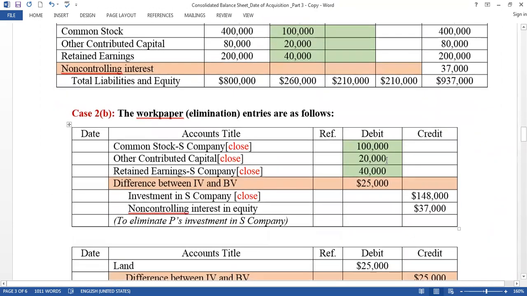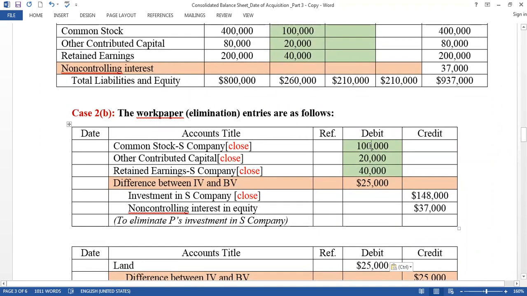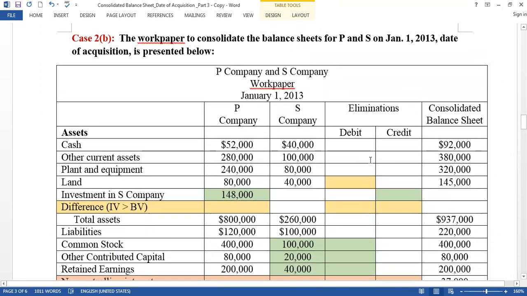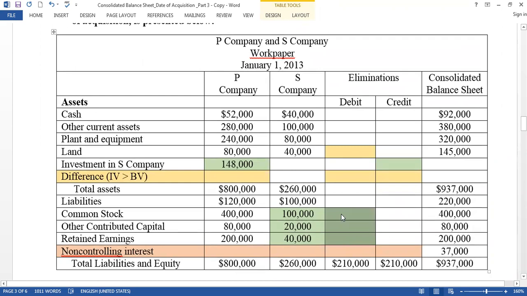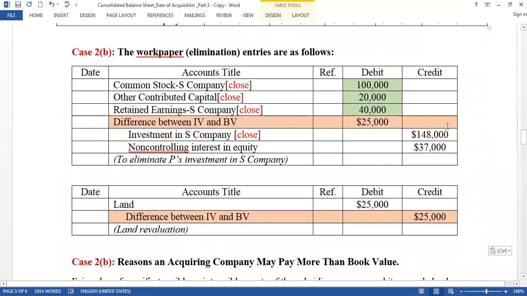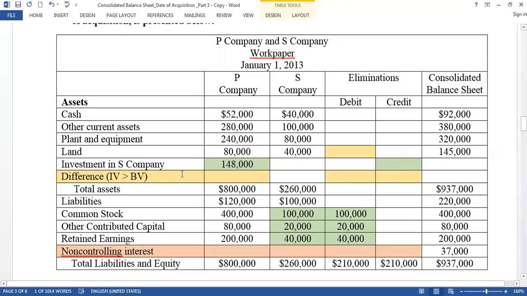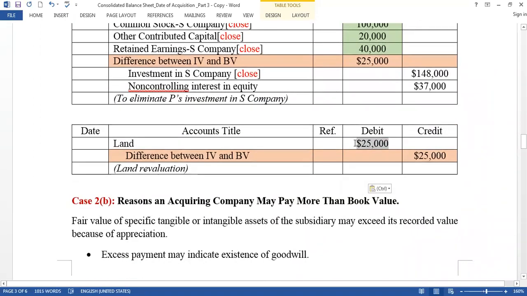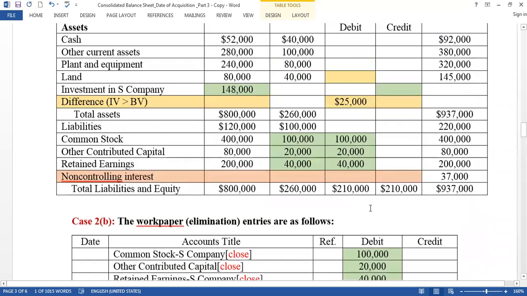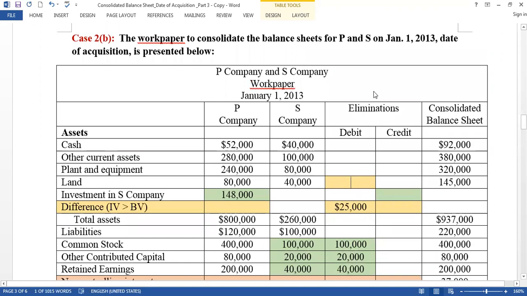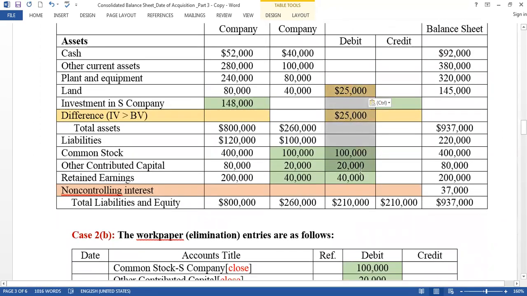Now we are going to put these numbers into their respective accounts on the debit side. These 3 accounts we record on the debit side here. This account, $25,000, we put on the debit side under the difference. So this is the difference, we put it on the debit side. Then we have another debit, $25,000 land. I put it here. I copy and paste from the journal entry, and when I paste it, I follow the respective account title.